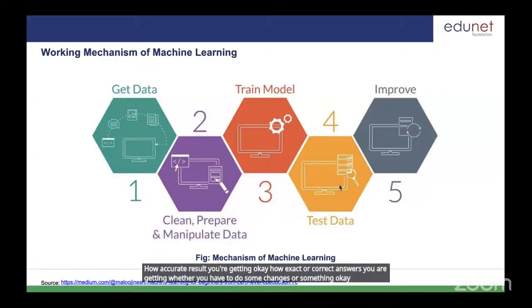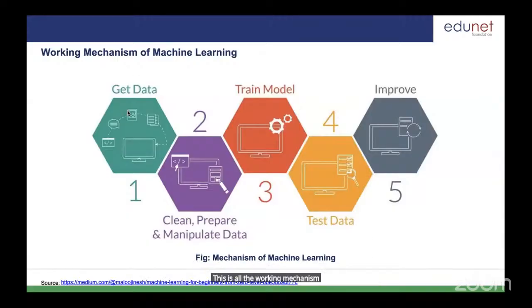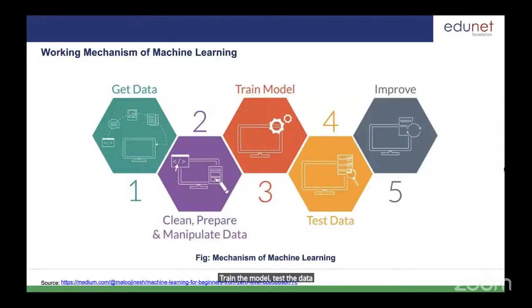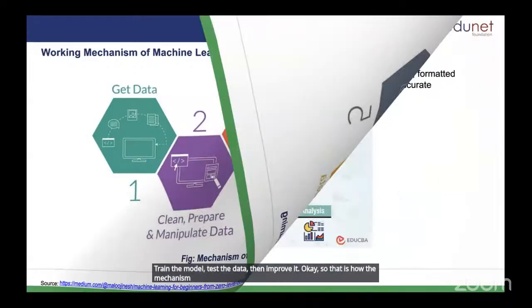Then in step 5 you're going to improve the model. So those are the things you have to follow. This is how the working mechanism goes. First, you have to get the data, clean, prepare, and manipulate it, train the model, test the data, then improve it. That is the mechanism of machine learning.